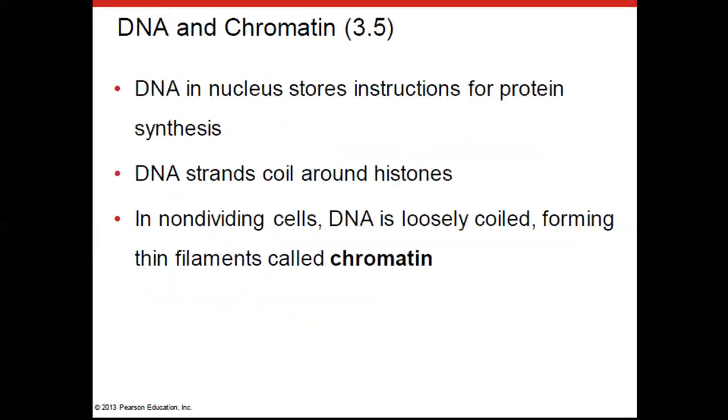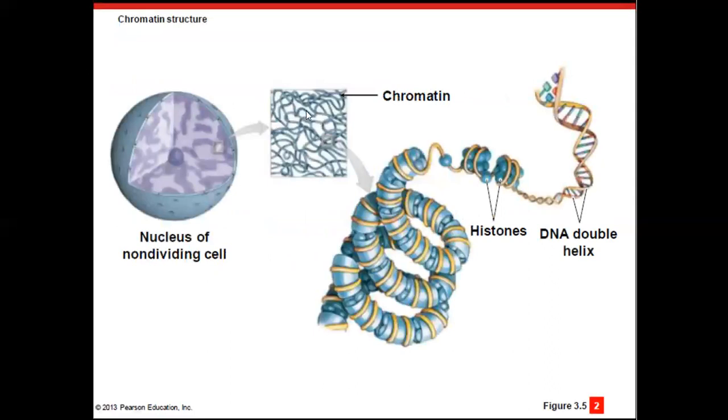DNA within a nucleus basically stores the instructions for protein synthesis. So DNA has the building blocks within strands that coil around themselves. Basically, there's a double helix. Looks like a slinky and another slinky kind of came together and smashed into one, for lack of a better explanation. In non-dividing cells, DNA is loosely coiled that forms thin filaments called chromatin. We'll talk about that. So here's chromatin right there.